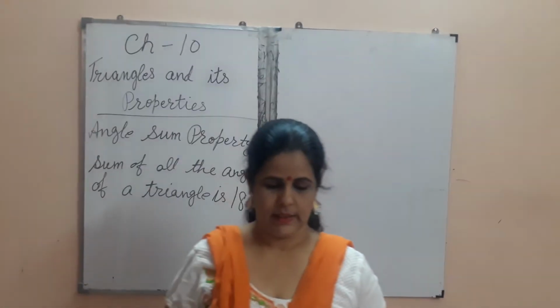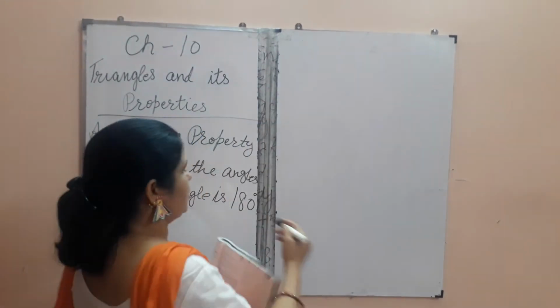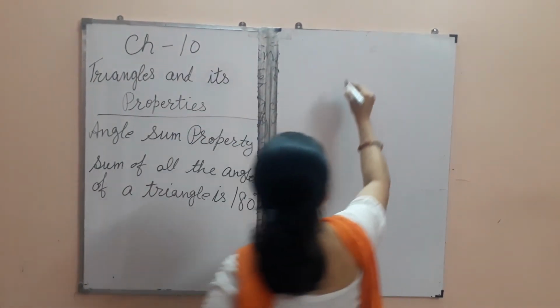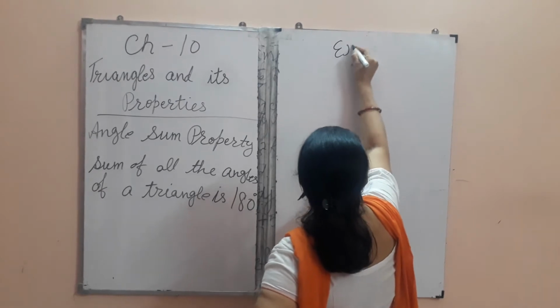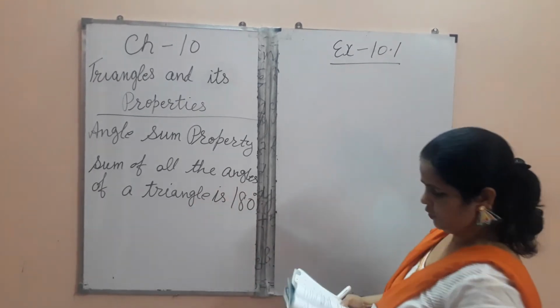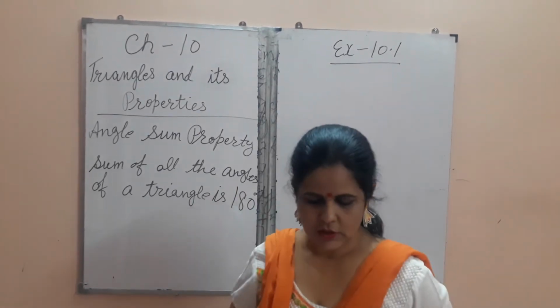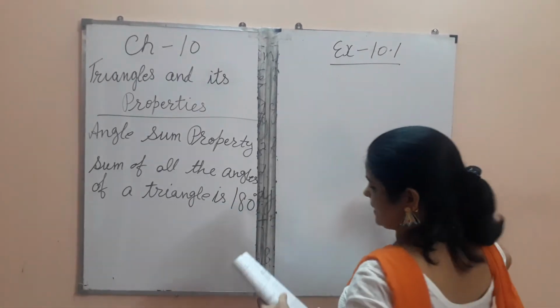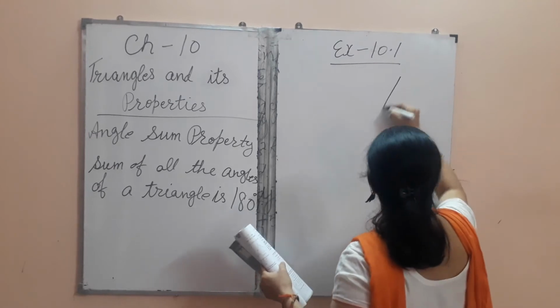Students, let's start exercise number 10.1. Question number 1 is, in triangle ABC, let's draw the diagram first of all.